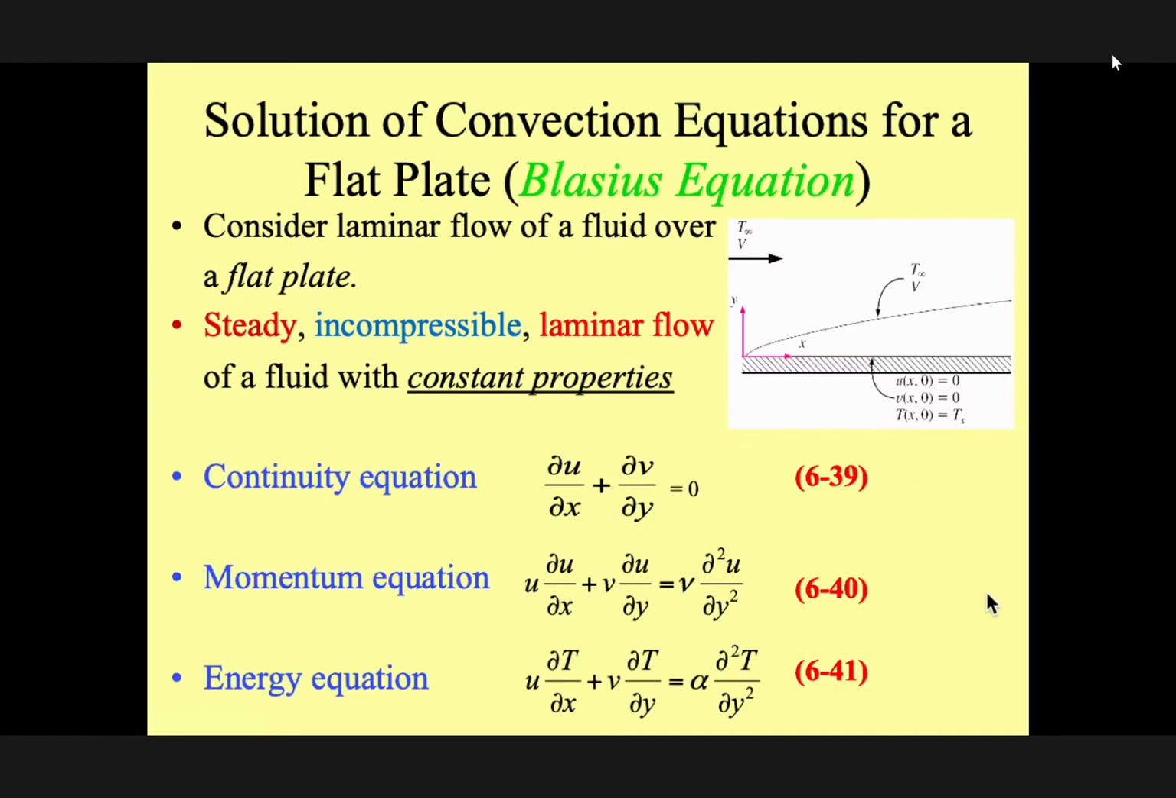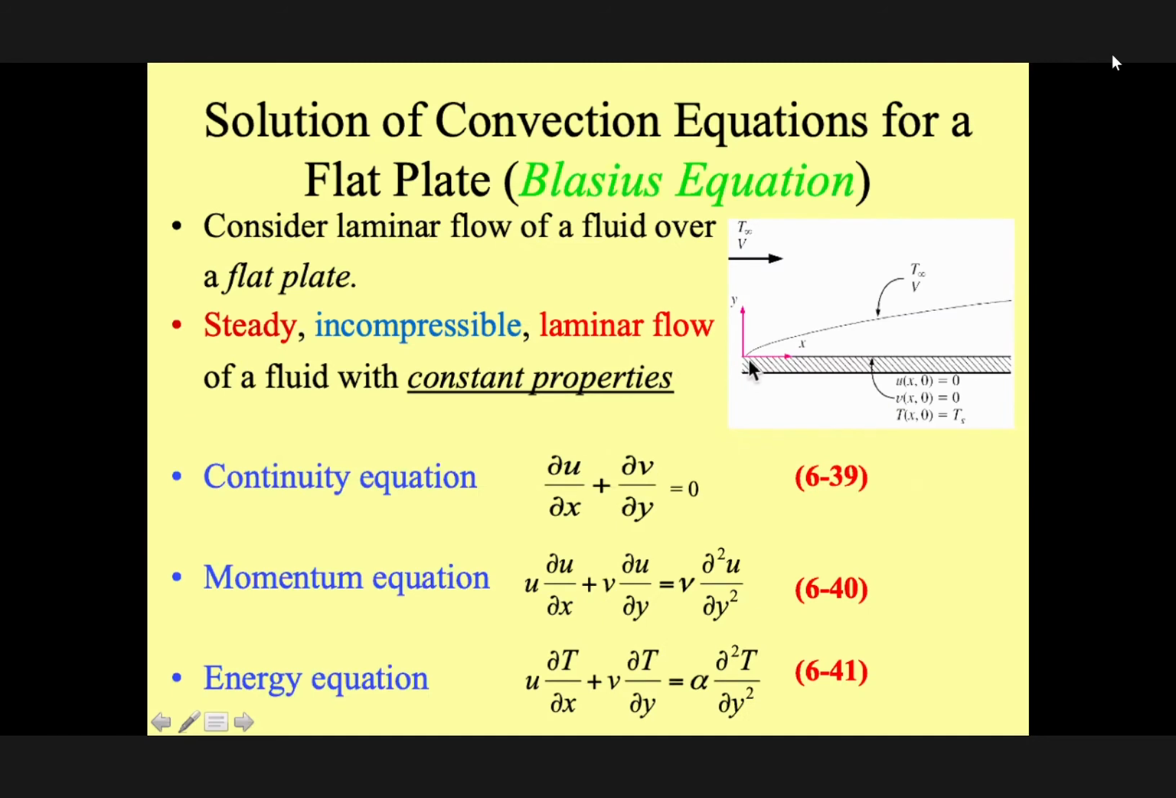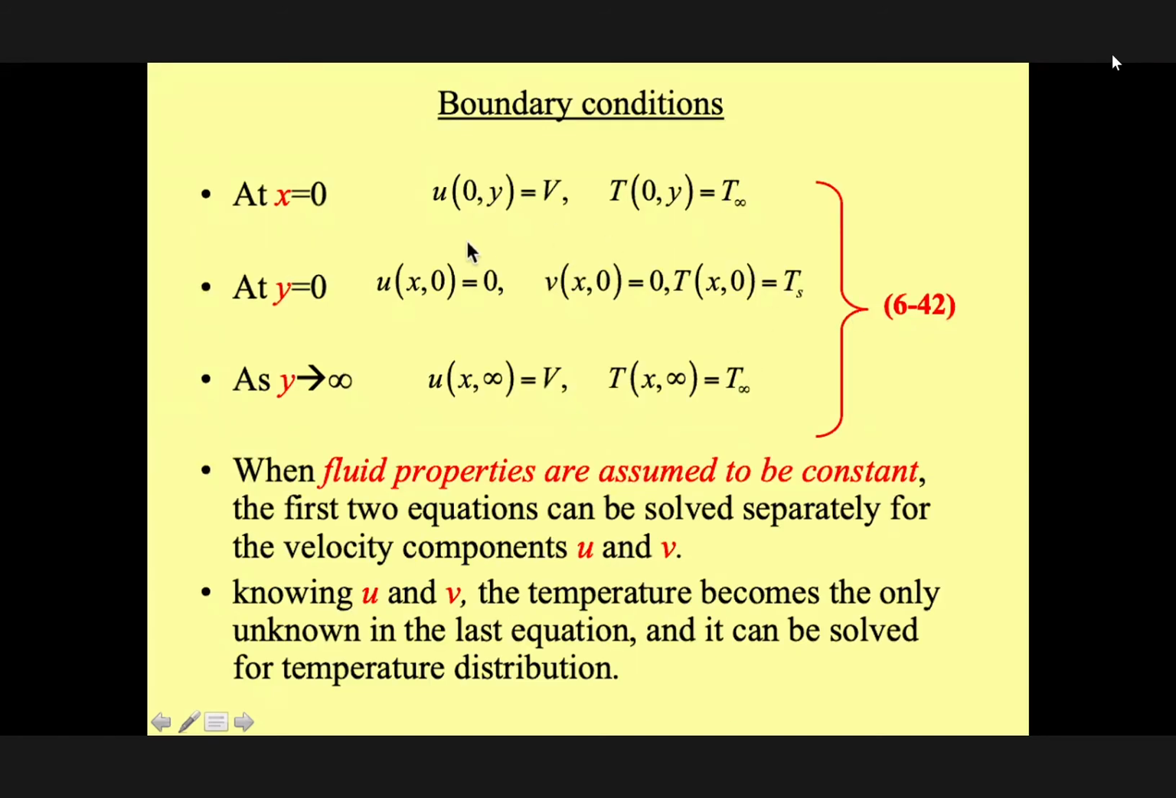Therefore, based on this problem, look at here, one boundary condition, and here two boundary conditions, okay? Therefore, we end up with these boundary conditions. At x equals 0, at the beginning of the plate, right here, we assume the temperature is this, and the velocity here is undisturbed. Therefore, that's my boundary condition that I have, okay?